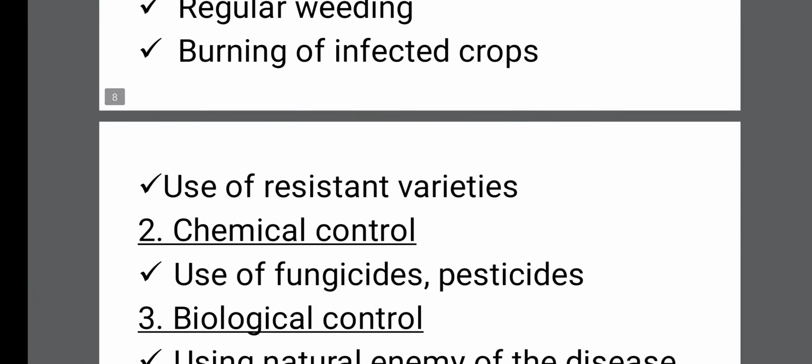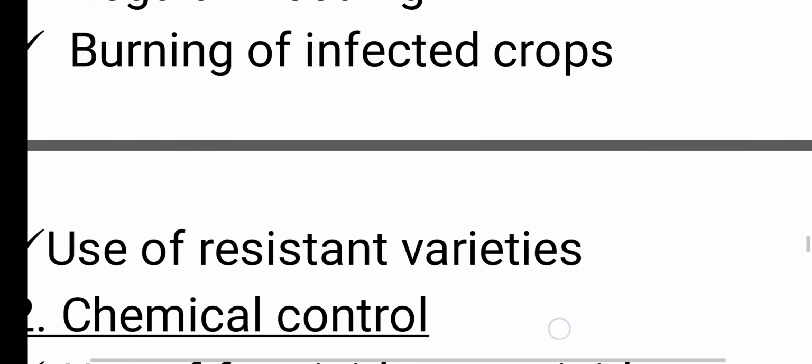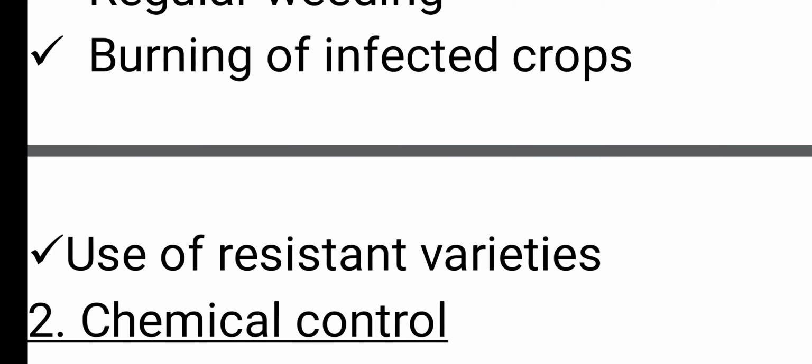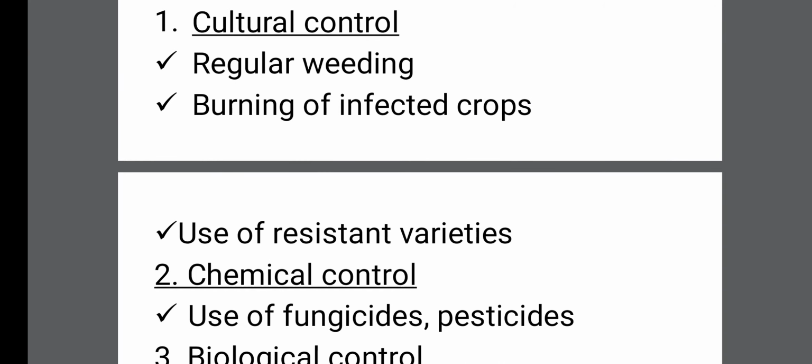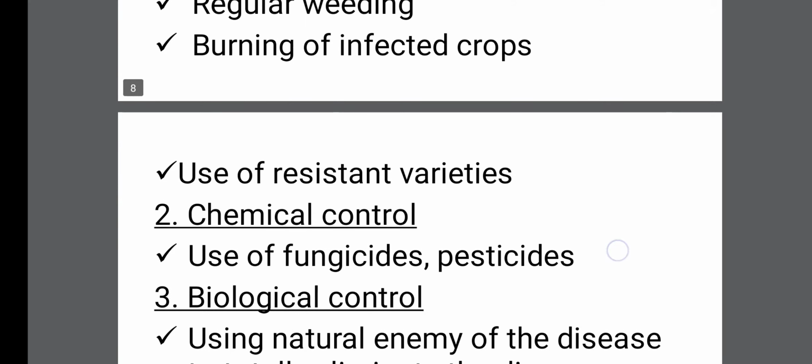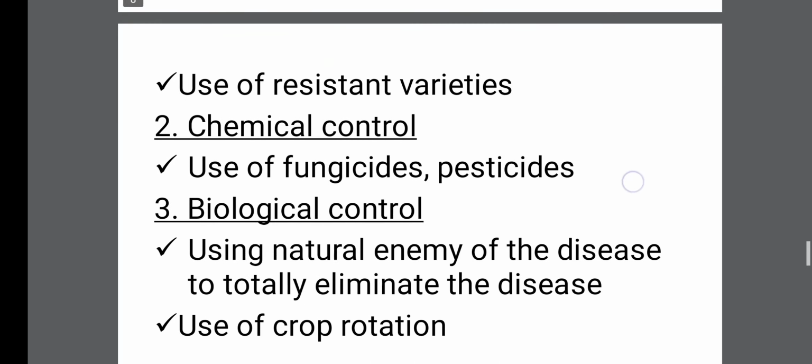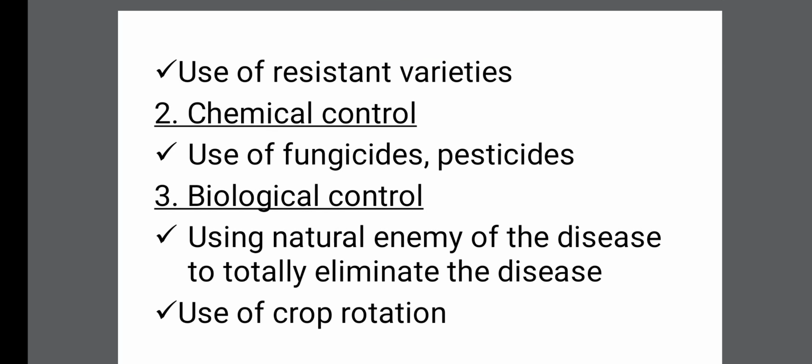Use of resistant varieties. What do we mean by resistant varieties? By resistant varieties, we mean plants that are less vulnerable to attack by plant pests or diseases. There are some plants that are not easily attacked by pests or diseases. When we use such plants, at least we are sure of the longevity of the crop because there won't be any disease invasion in the farmland.